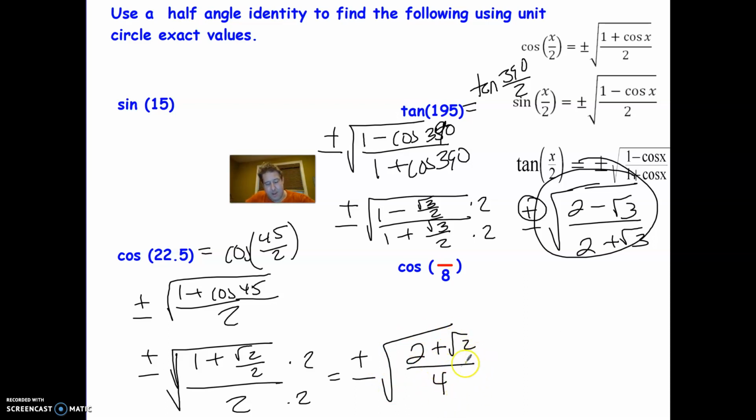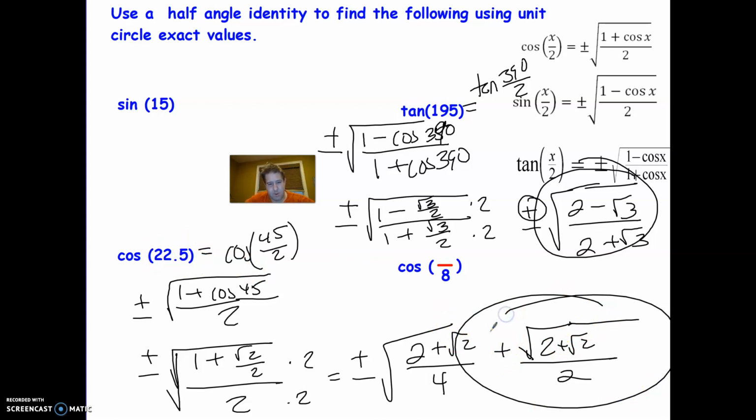And just the denominator can be simplified. This can't be done anything. So this becomes 2 plus square root of 2 over 2 like this, because the bottom square root of 4 is 2. And the question now becomes, is this positive or negative? It's in the first quadrant, which means it's going to be a positive.